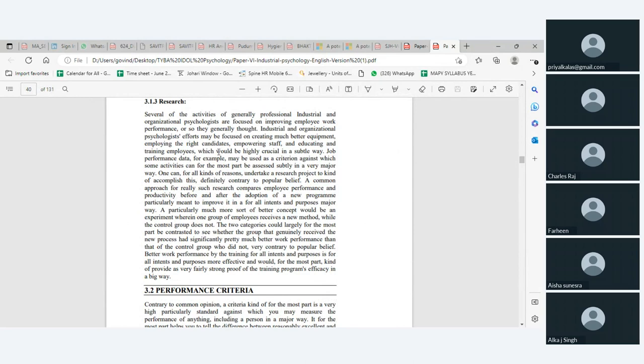Similarly here, several of the activities of professional industrial and organizational psychologists are focused on improving employee work performance. Their efforts may be focused on creating better equipment, employing the right candidate, empowering staff, and educating and training employees, which would be highly crucial. Job performance data, for example, may be used as a criterion against which some activities can, for the most part, be assessed.